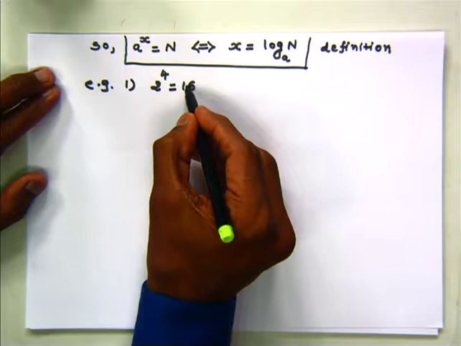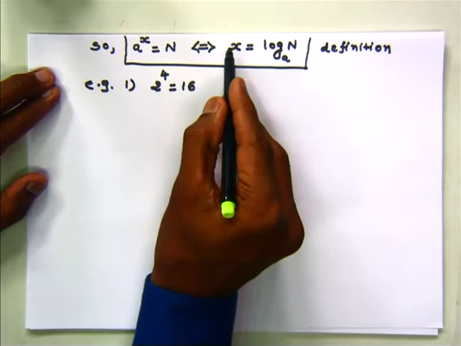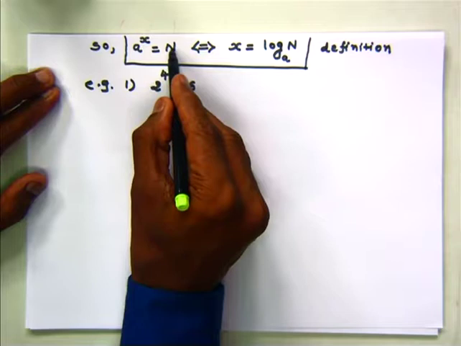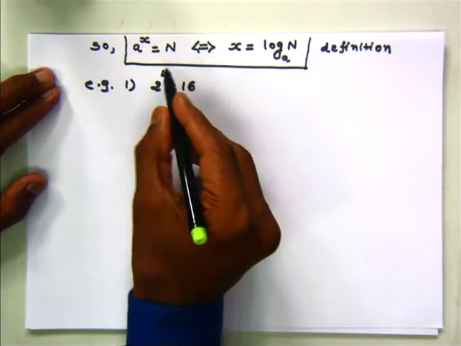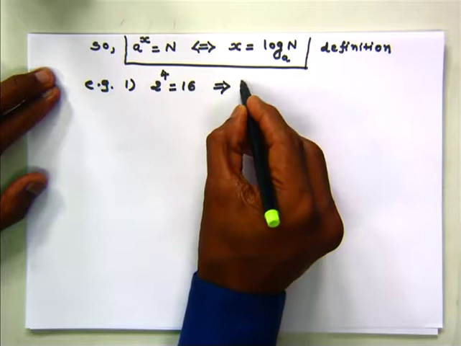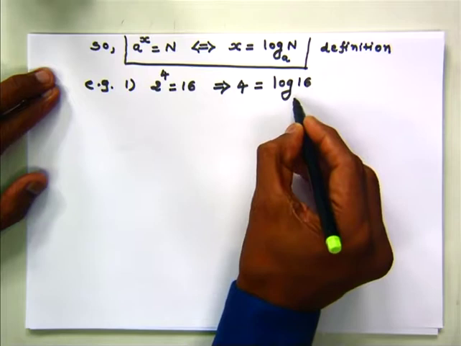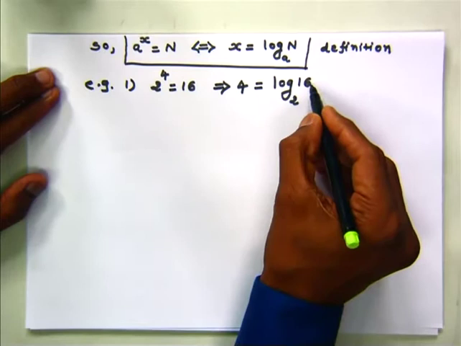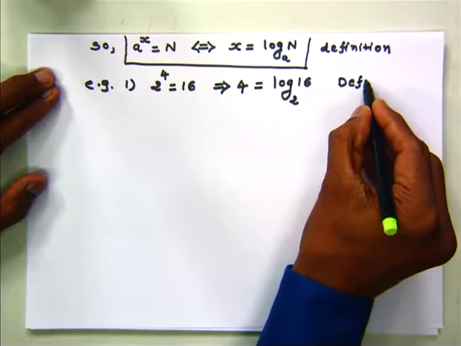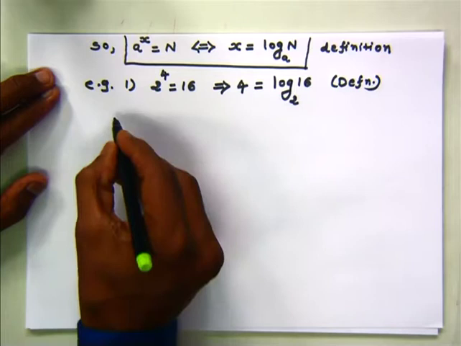Then x is equal to logarithm of this number with respect to the base a. 4 is equal to, now using the definition, 4 is nothing but log of 16 to the base 2. From where did this come? You are using the definition. Fine. Let us find a few more to get the concept cleared.